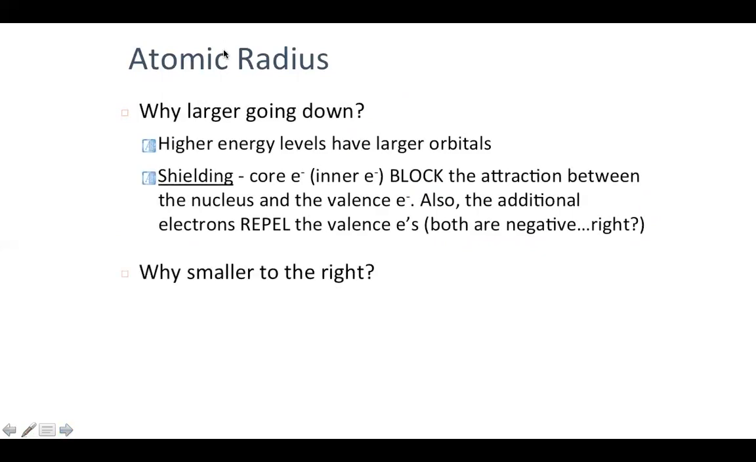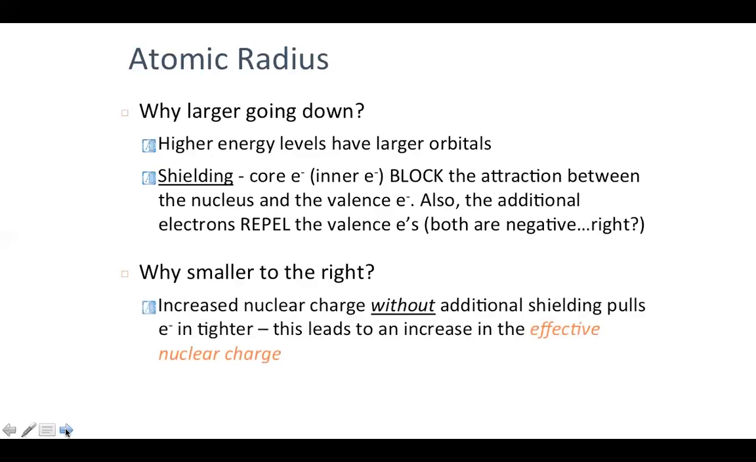All right, so again, the reason it increases going down is we have higher energy levels that have larger orbitals. And there's also shielding between the core electrons that are blocking the attraction of the nucleus to the valence electron. So it causes the atom to get bigger. Another reason you could use with this is that you're adding on more electrons into the valence level, so it's repelling. You're adding on more electrons and it's repelling the valence electrons. So that causes the atom to get larger too.